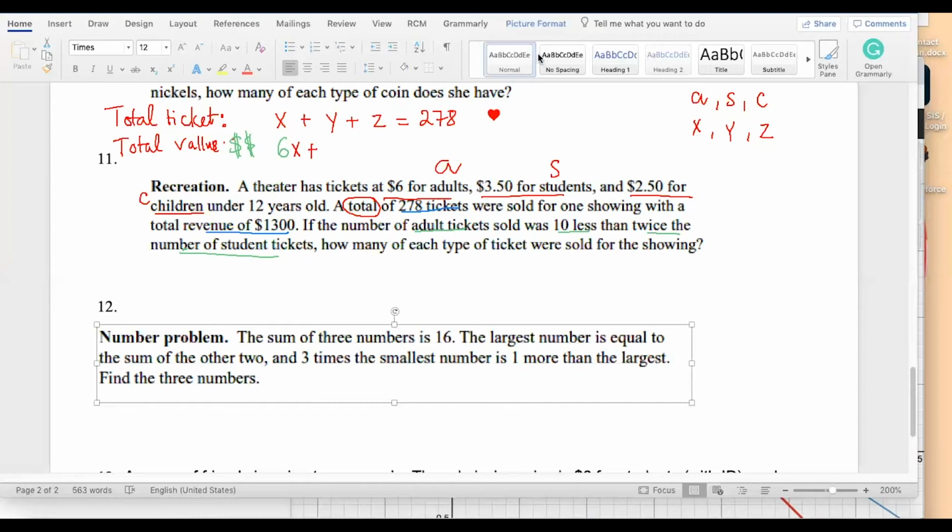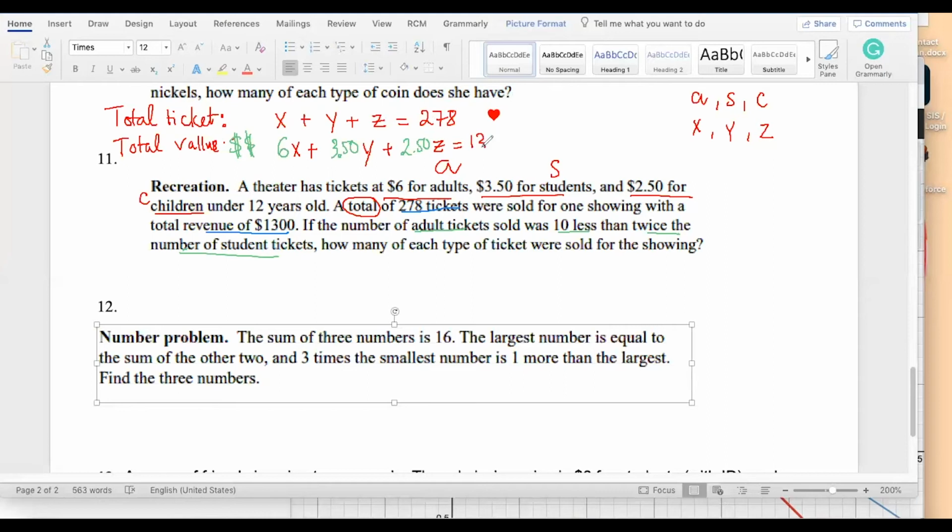And then it says 350y for the... Is it 350 or 250? Yes, 350, and 250 for the children. That's 250z. 250z equals 1,300.